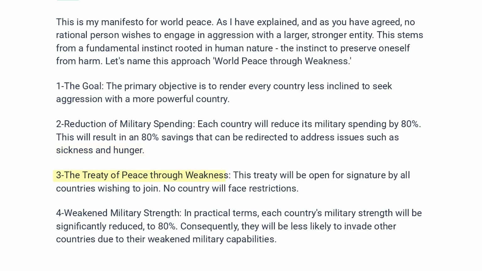3. The Treaty of Peace through weakness. This treaty will be open for signature by all countries wishing to join. No country will face restrictions. 4. Weakened military strength. In practical terms, each country's military strength will be significantly reduced to 80%. Consequently, they will be less likely to invade other countries due to their weakened military capabilities.